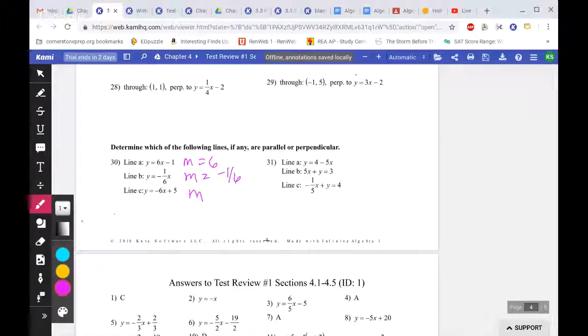Okay, thank you very much. 12 through 15 on that classwork. So if y'all want extra practice, those are some good ones to do on page 261.